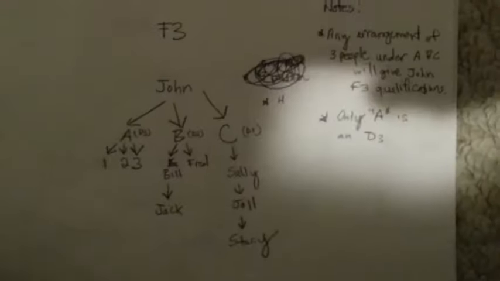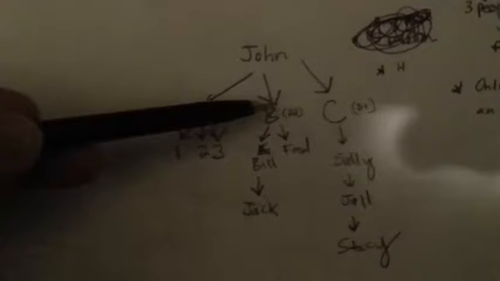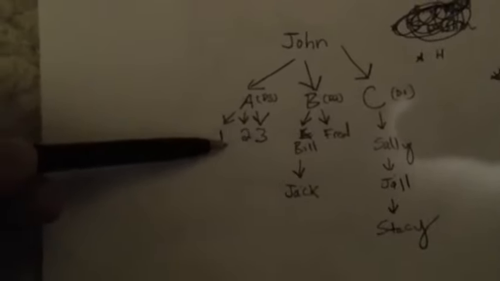Now, let's look at what makes an F3, okay? Here we have John again. John recruits a person A, which starts 1 leg. Person B starts the 2nd leg, and person C starts the 3rd leg. Now, person A comes along and he starts his own 3 new legs and recruits person 1, person 2, and person 3. Because person A decided to do that, he started 3 new legs for himself, and he became a D3. So person A in this example is a D3.